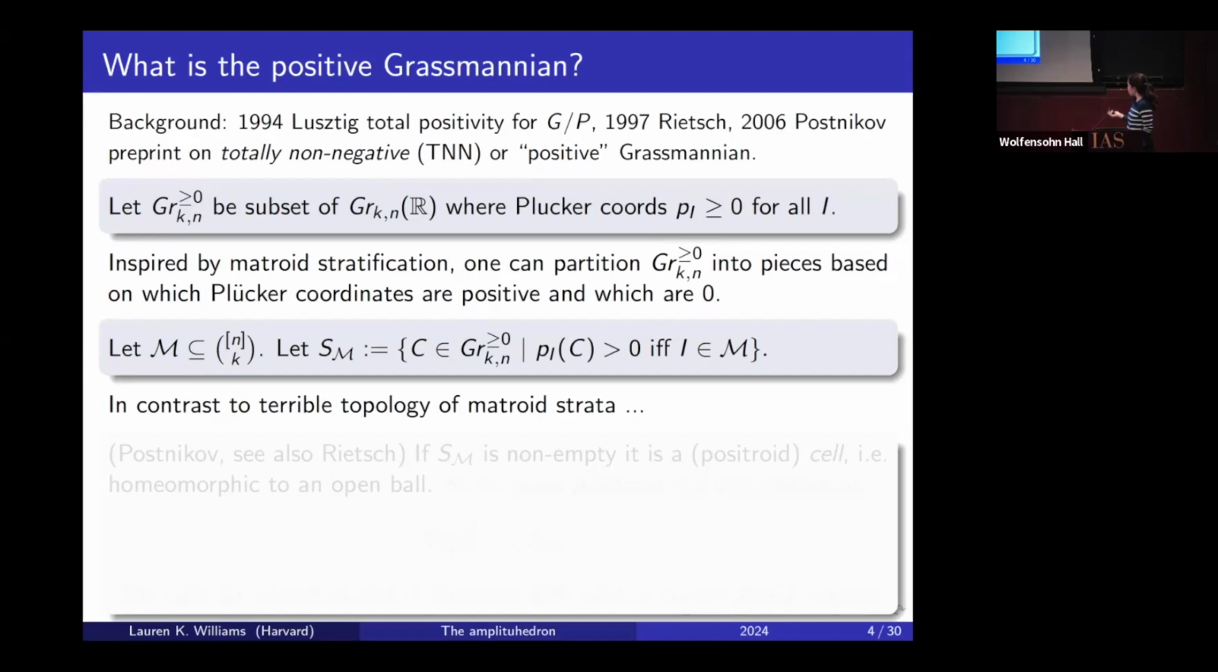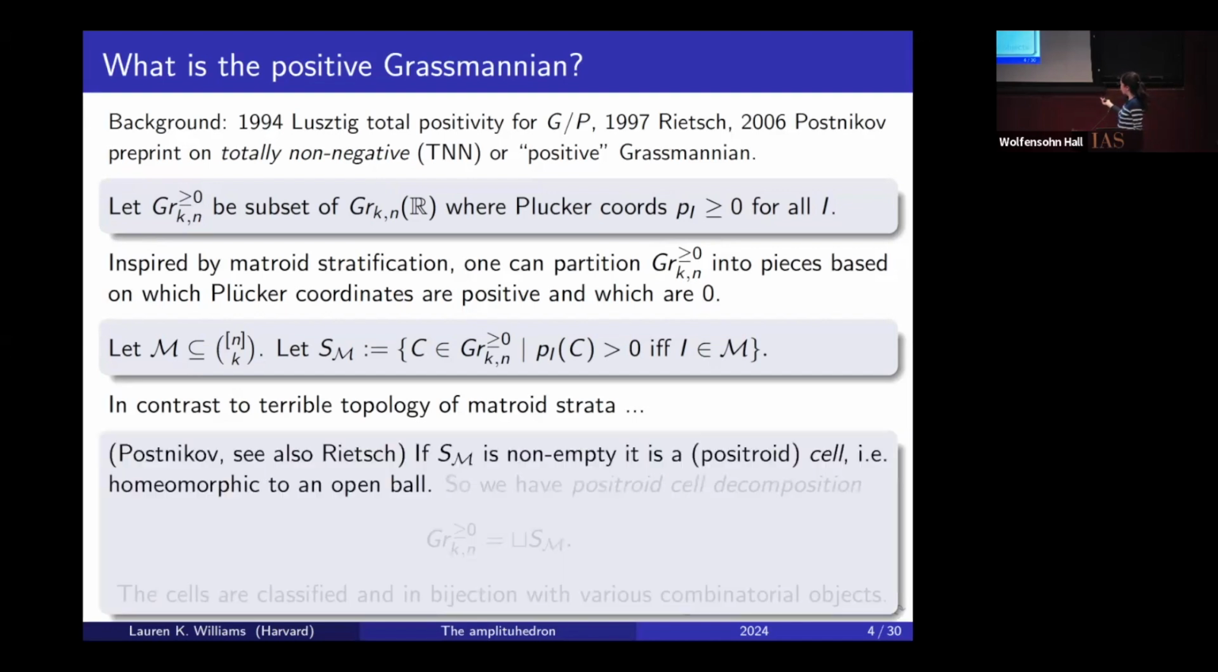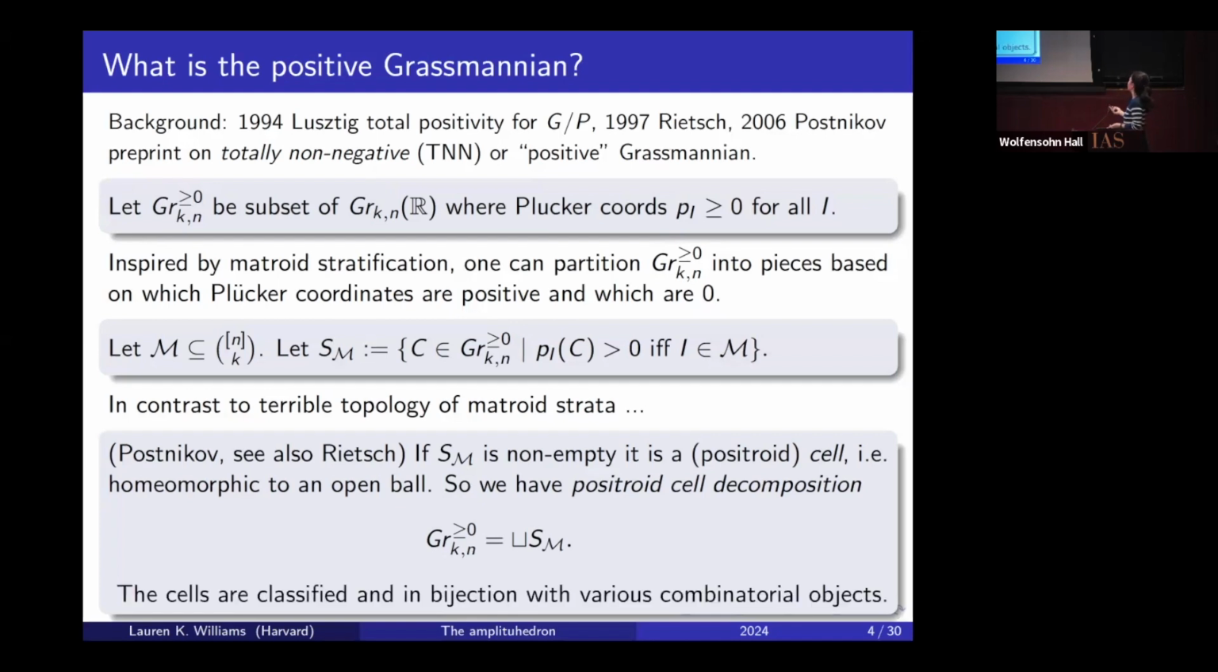Now in contrast to the terrible topology of matroid strata, if this subset S_M is non-empty, then it's actually a topological cell called a positroid cell. It's homeomorphic to an open ball. And so we get this beautiful positroid cell decomposition of the positive Grassmannian. A big piece of Postnikov's work in 2006 was classifying the cells and showing that they were in bijection with various combinatorial objects.